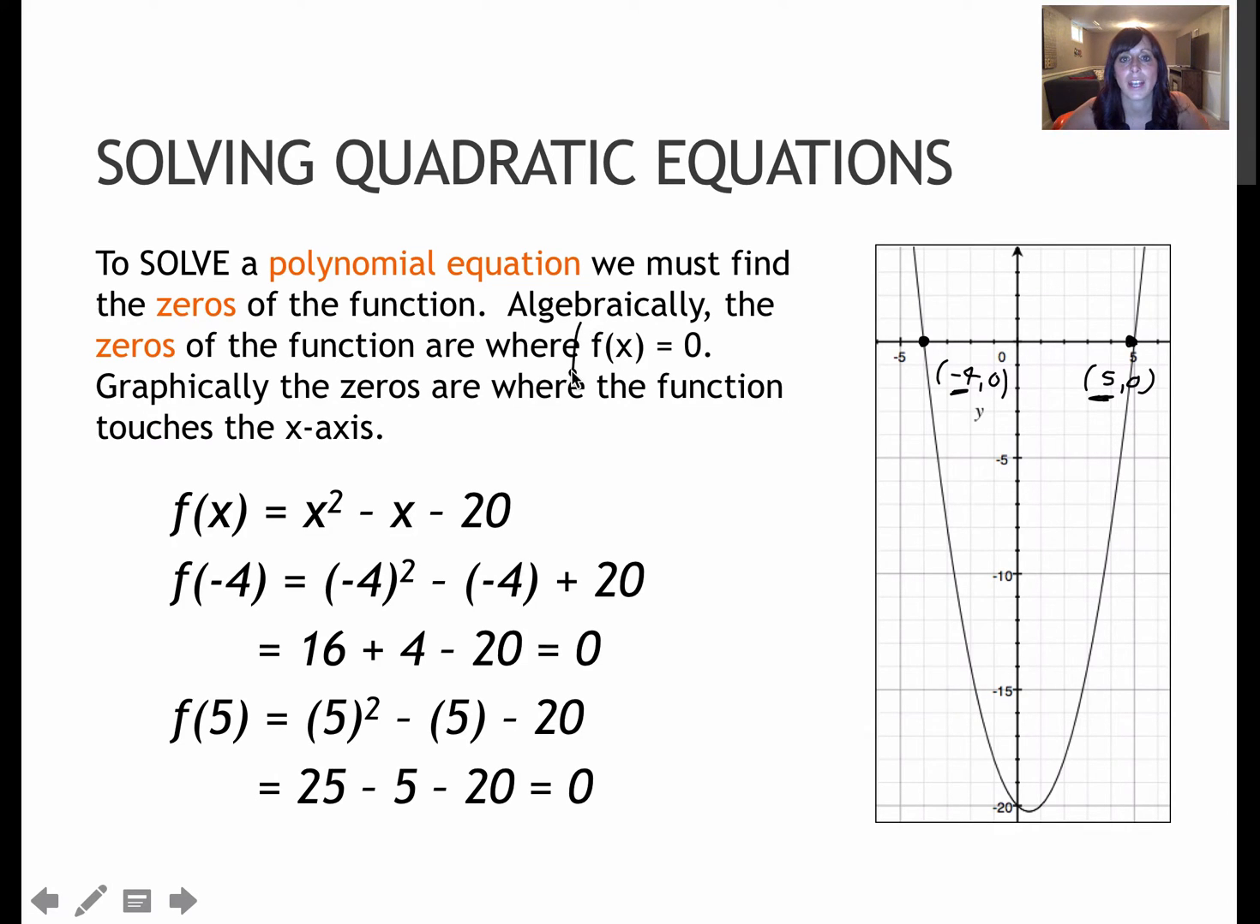So zeros are anywhere where f of x is equal to 0. So we're saying, what x value would we plug in to get 0 as the y value? So notice here, if I plug in -4 and I do all of the math, I end up with 0. So when I plug in -4, 0 comes out. When I plug in 5, 0 comes out.